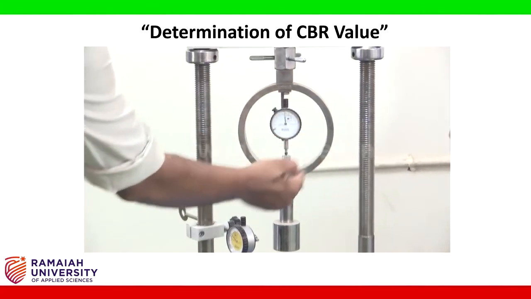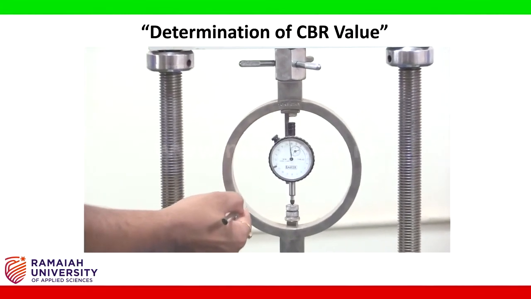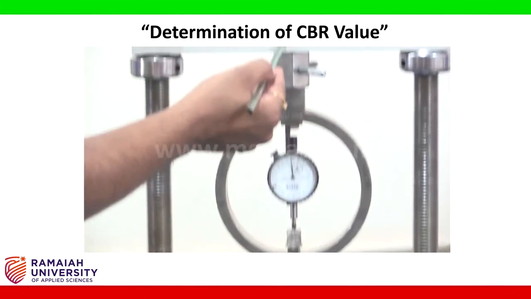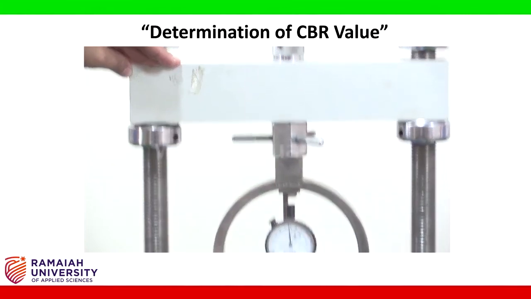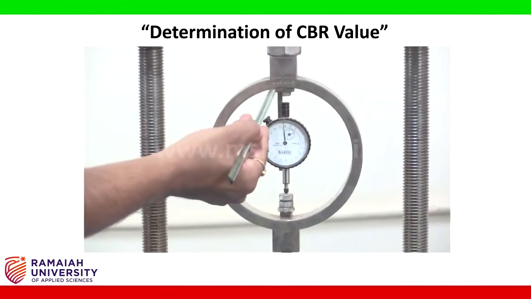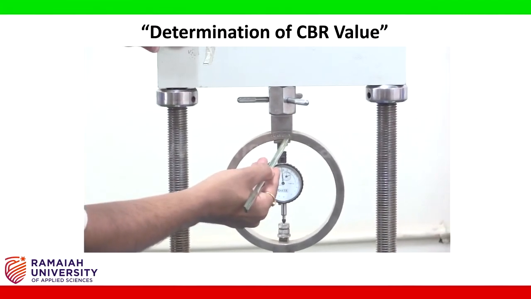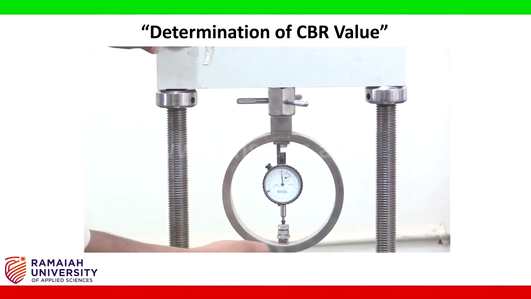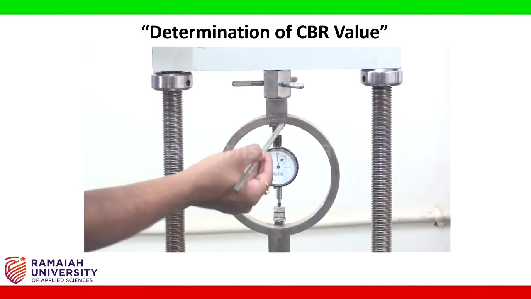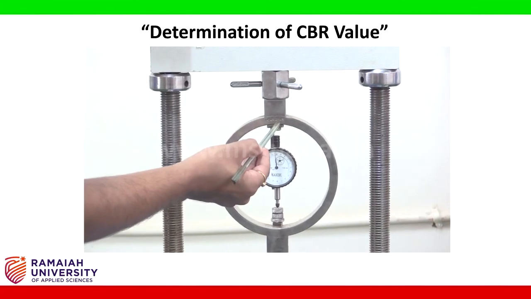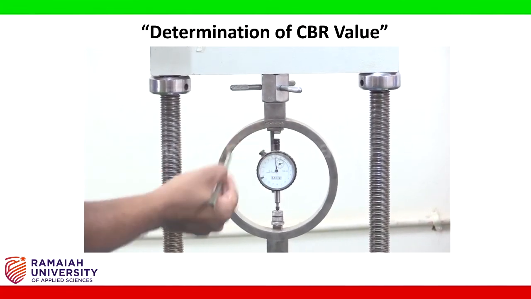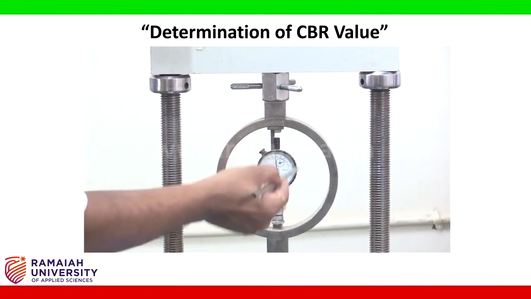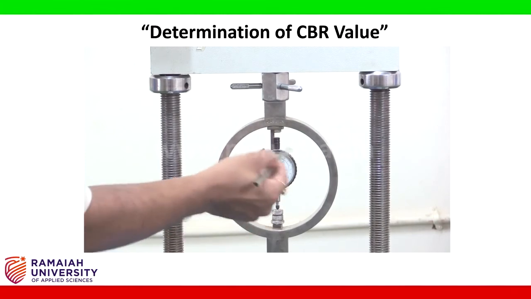This is what we call the proving ring. This proving ring is attached to the reaction frame, and it has the capacity mentioned here at the top. The proving ring that we are using for this test is of 25 kilonewton capacity. This proving ring also has a dial gauge, which we call the load dial gauge.